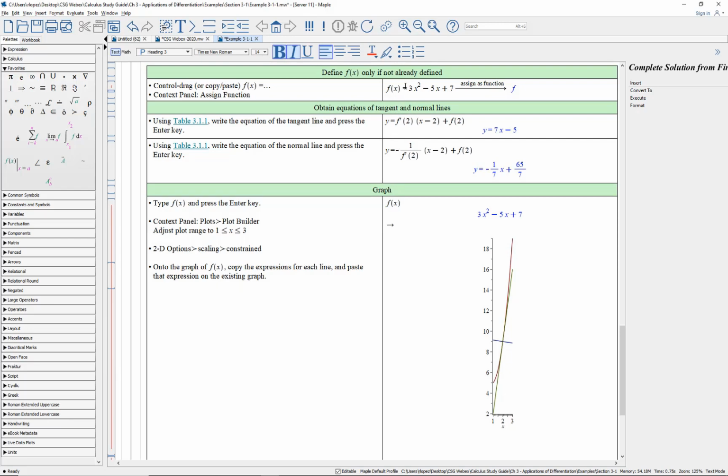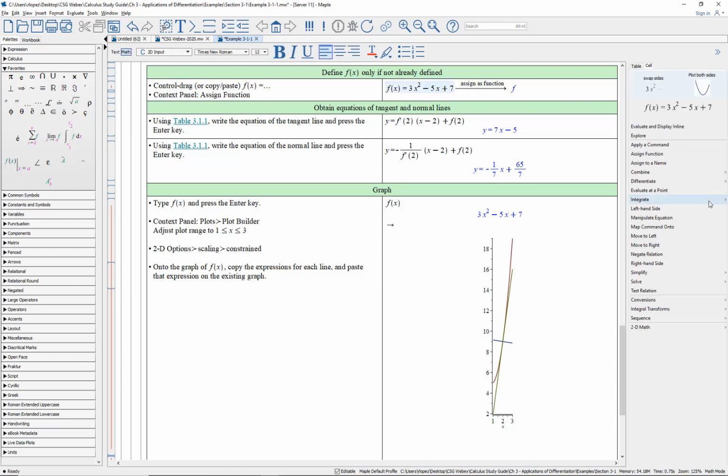So here is a way of doing that in Maple. We've seen how to define a function. You bring f of x equals in the rule. You go to the context panel and assign function. Now here, this notation, f prime at 2, that's the notation you see in the textbook for the derivative evaluated at 2. Maple understands exactly what that notation means.